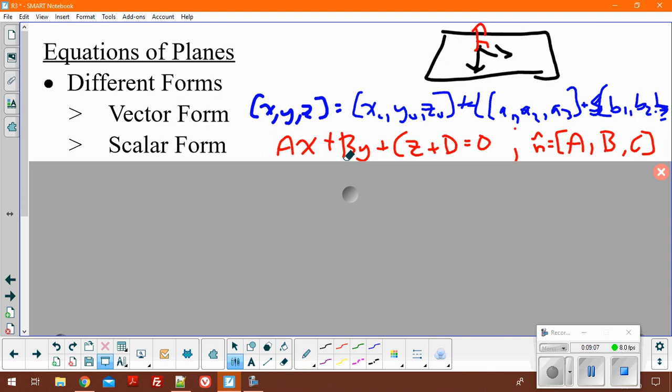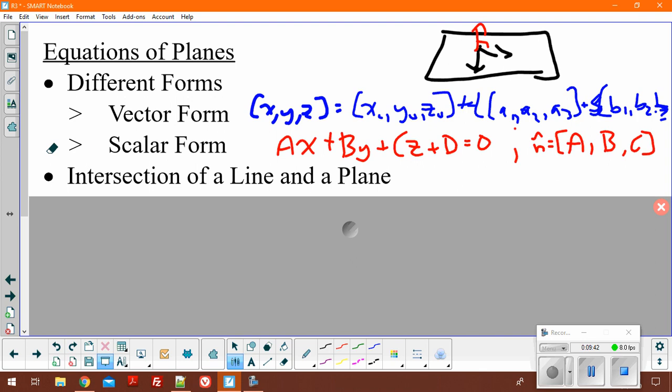Depending what information you're given, that will determine what form you have to start with. If you know the normal, then you're probably going to be doing scalar form first. If you know three points or a couple of points and a direction vector, stuff that lies in the plane, then you're going to have to start with the vector form. To move from vector to scalar, you find the normal by taking the cross product of the two directions, and off you go.